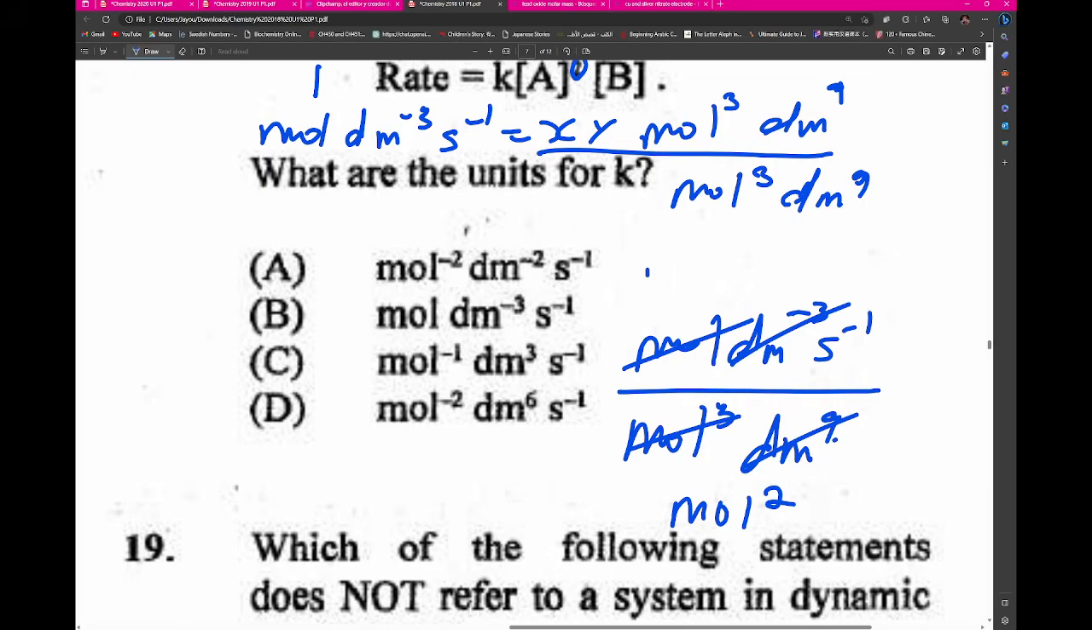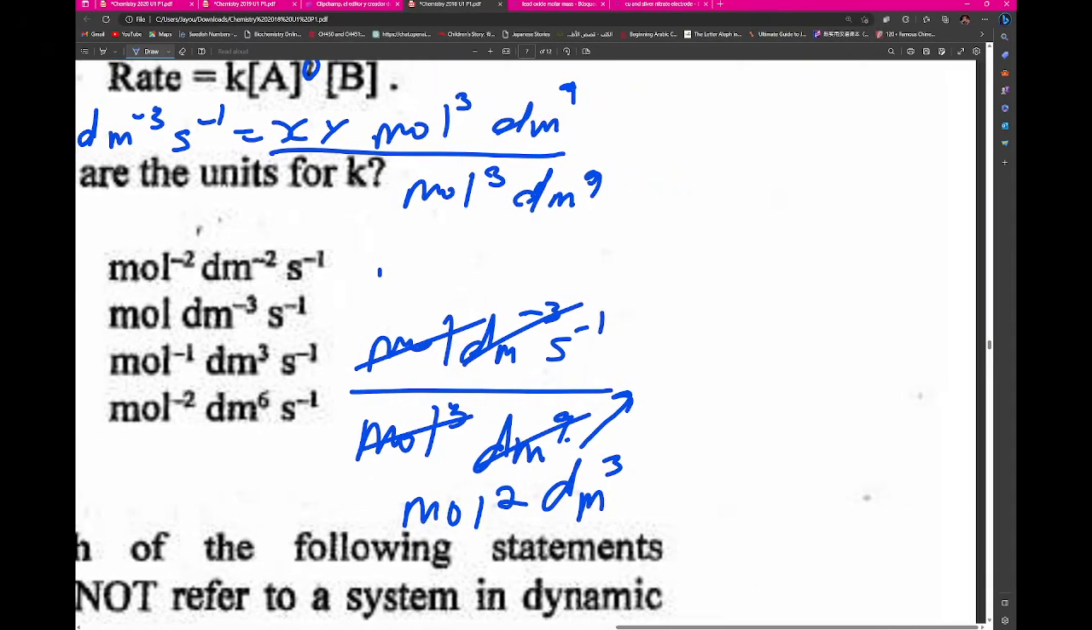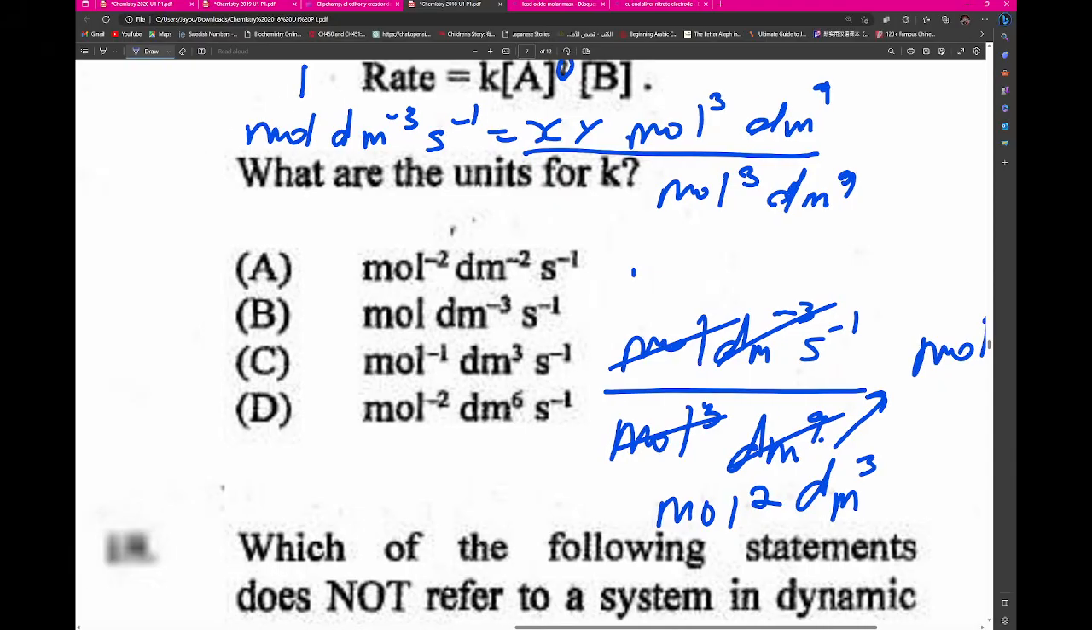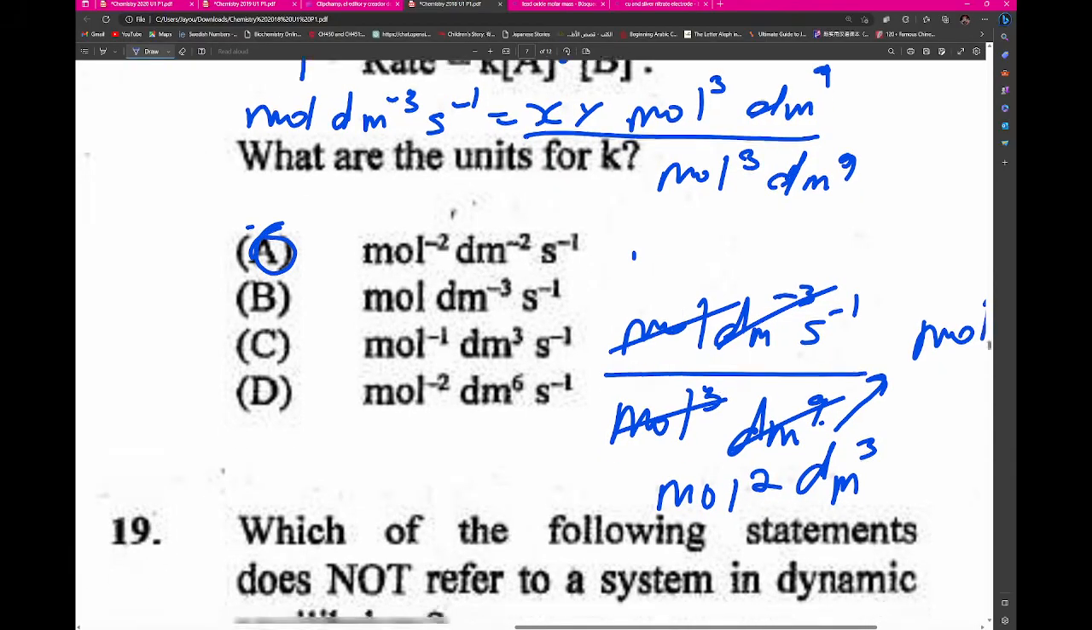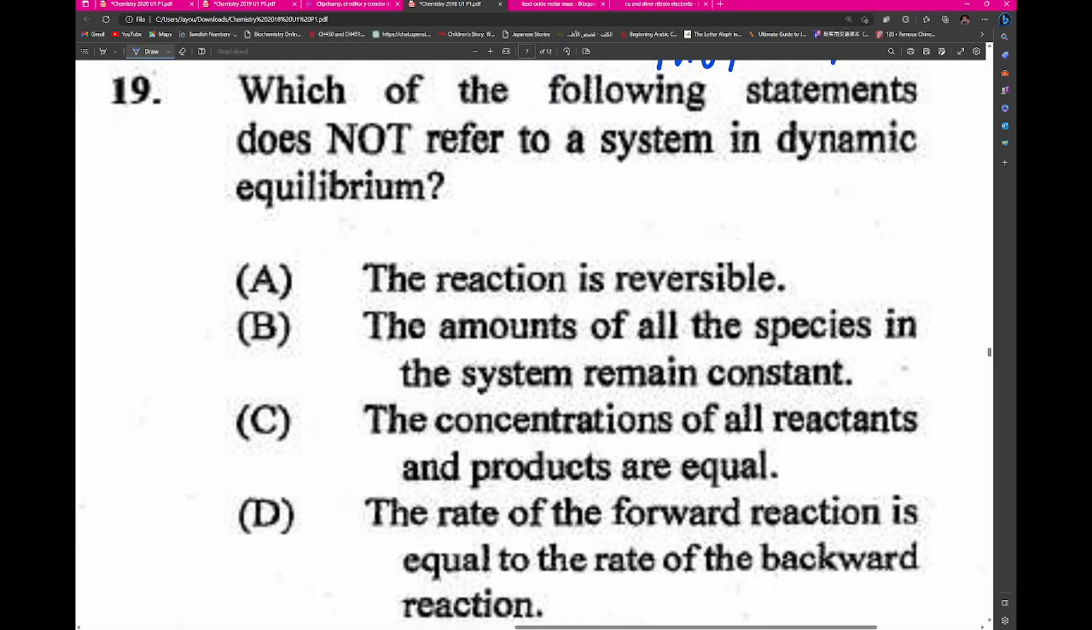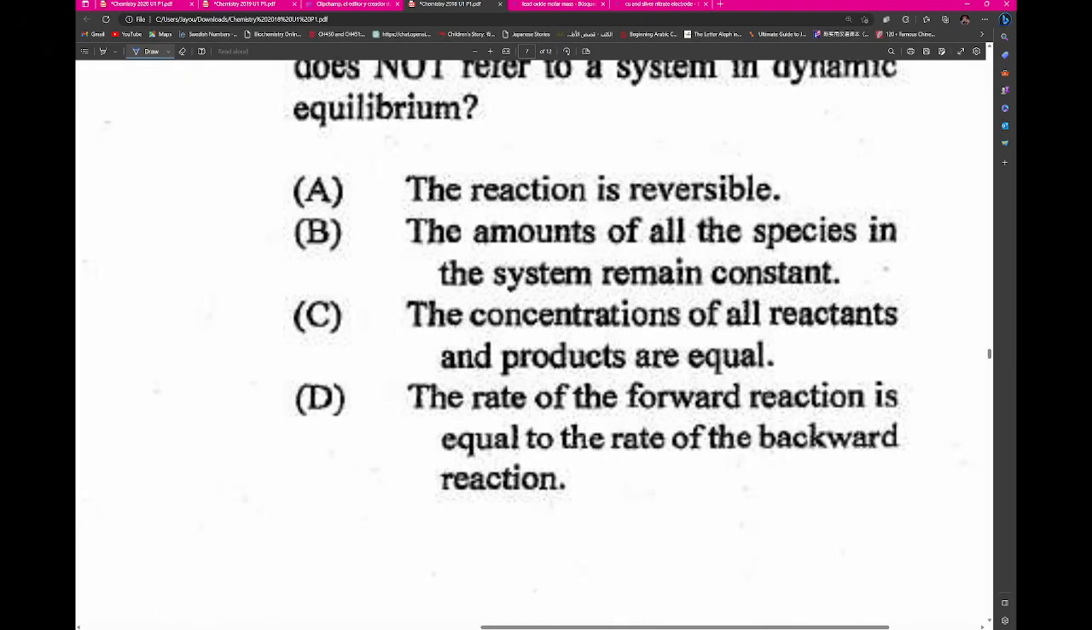Oh, it's gonna come in 3 times, so we're gonna get dm to the 3rd, and then if we move it up now, we're gonna end up with mole -2, dm -3 per second, right? So do we have that? Okay, A would be the answer. Sorry for taking that long. 19, which of the following statements does not refer to a system in dynamic equilibrium? So I believe that B would be the best answer for this.